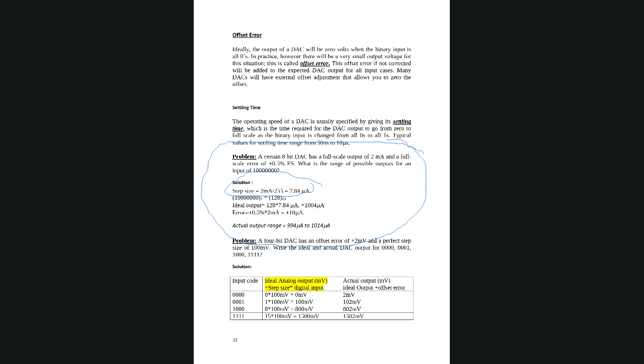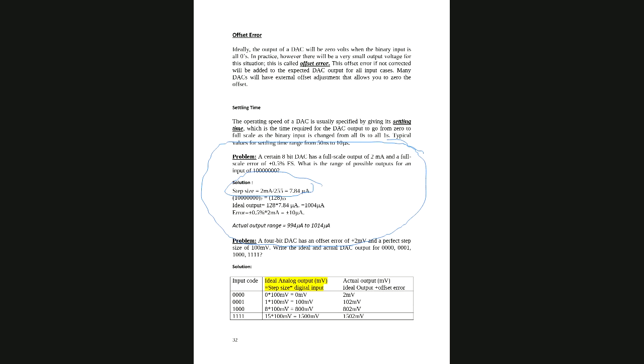The step size is equal to the analog output over the digital input. For the full scale, the input will be all ones, which is 255. So what is the step size? I am given 2 milliampere as the full scale, over the input 255. I got the step size, which is 7.84 microampere.